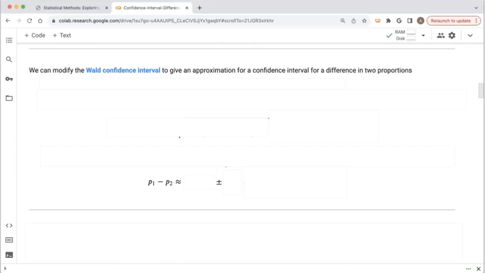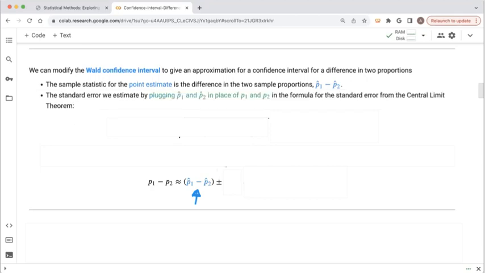So the first thing we do is pick a sample statistic as a point estimate. Since we want to estimate P1 minus P2, we take the corresponding difference in sample proportions, P hat 1 minus P hat 2. So that's going to be our point estimate. Then we can calculate the standard error using the central limit theorem. But we have an issue here in that the central limit theorem requires us to know what P1 and P2 are in order to calculate the standard error. And those are unknown. That's the whole point here.